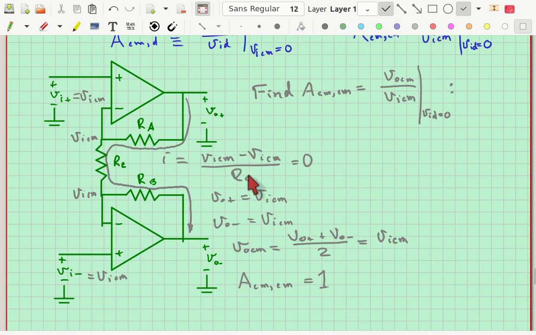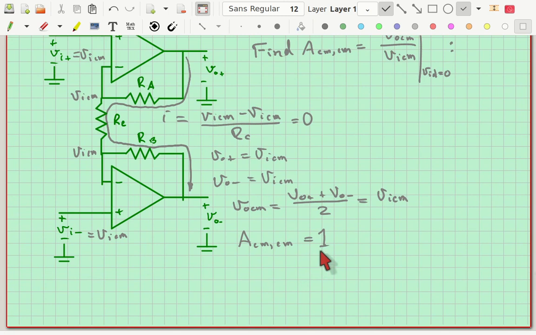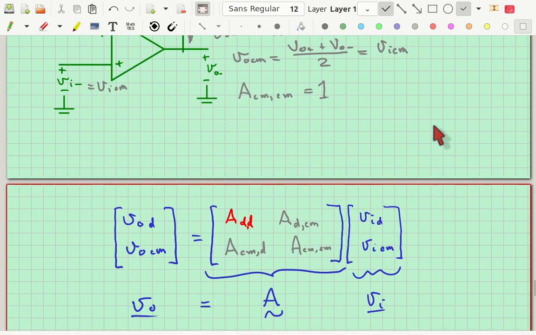If I is 0, then the voltage VICM right here on the inverting terminal of the op-amp is going to be the same as V out plus, because there's 0 current going through RA, and that means the IR drop is 0, and so V out plus is equal to VI common mode. Similarly for V out minus. So when you take the average, you get V out common mode. The output common mode is equal to the input common mode voltage, which means the common mode to common mode gain is 1. That's not as good as I'd like. I wish it was 0, but at least it's the minimum number I would get for A differential.